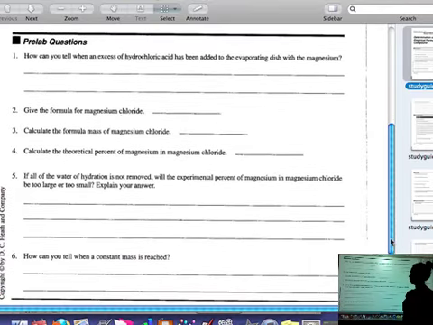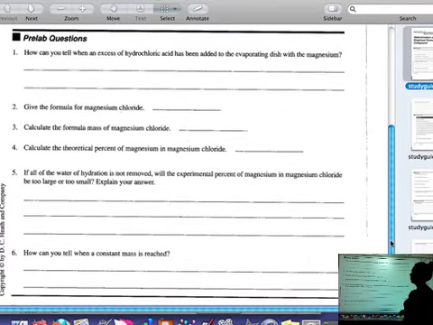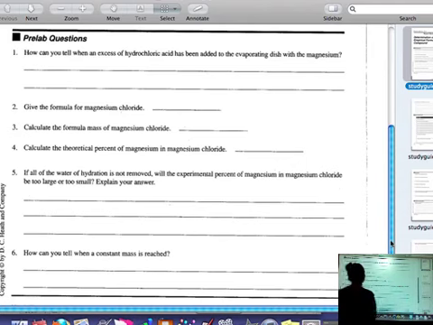some pre-lab questions. How can you tell when an excess of hydrochloric acid has been added to the evaporating dish with magnesium? Well, right here, on the very first page of the lab, it has this nice little introduction. Hopefully you guys can see it. I can put it up against like this. Maybe you can see it a little better. It talks about it right in there. It also talks about the water of hydration in here too.